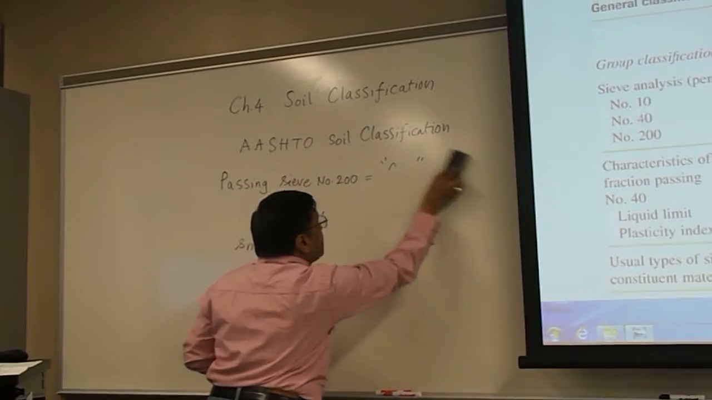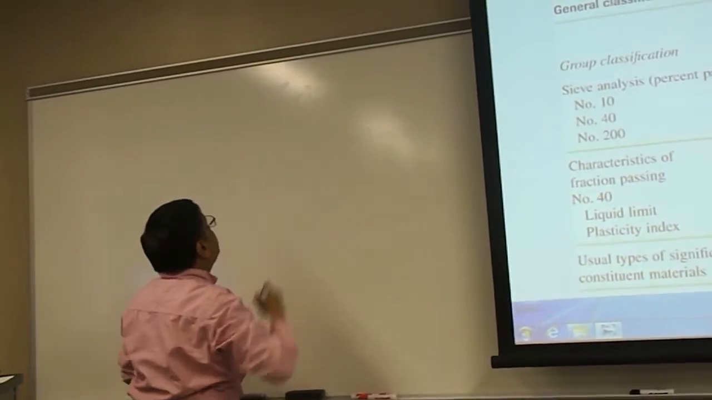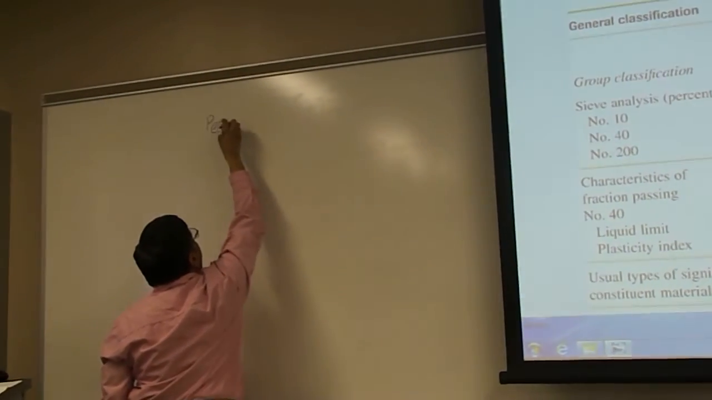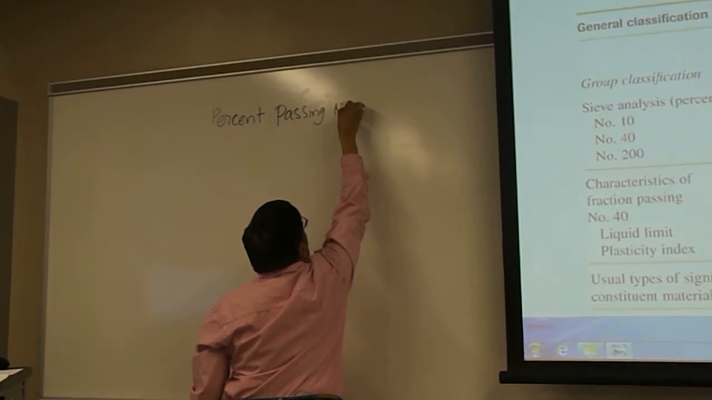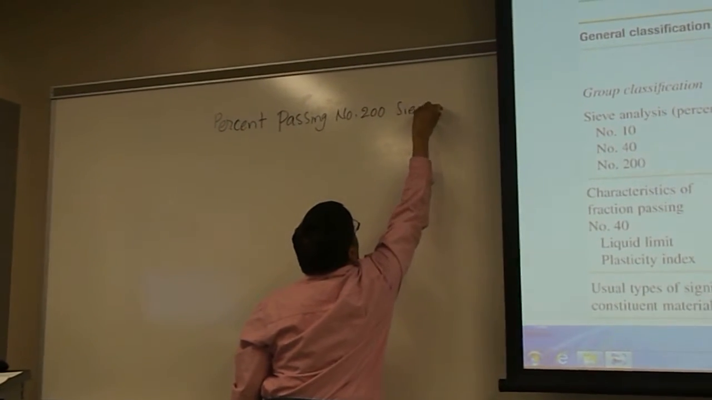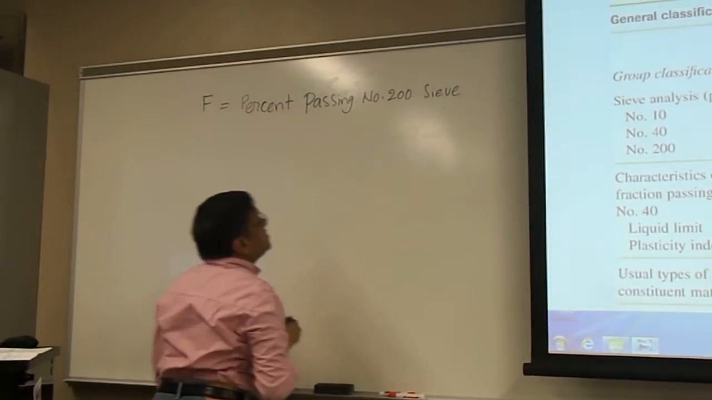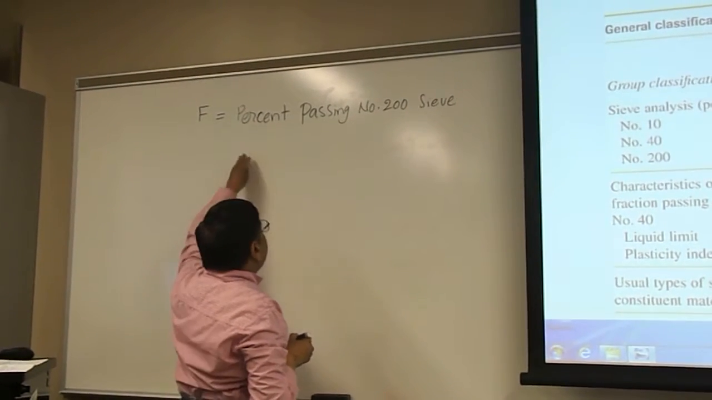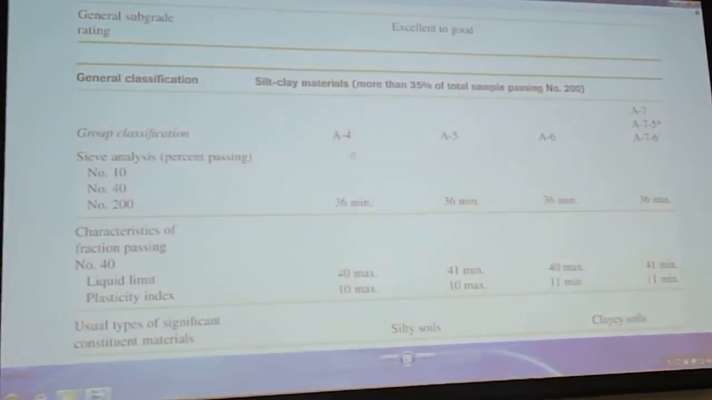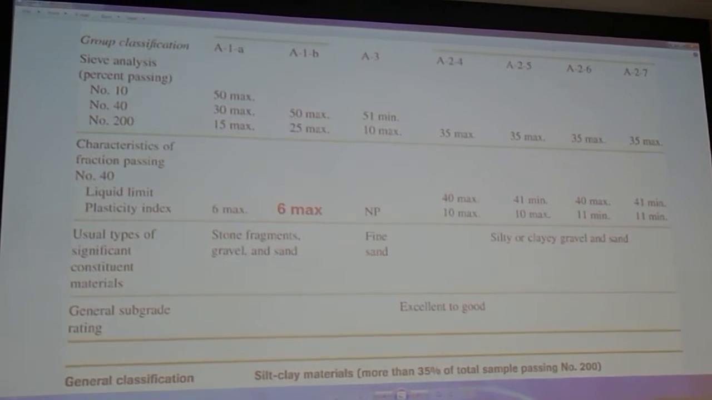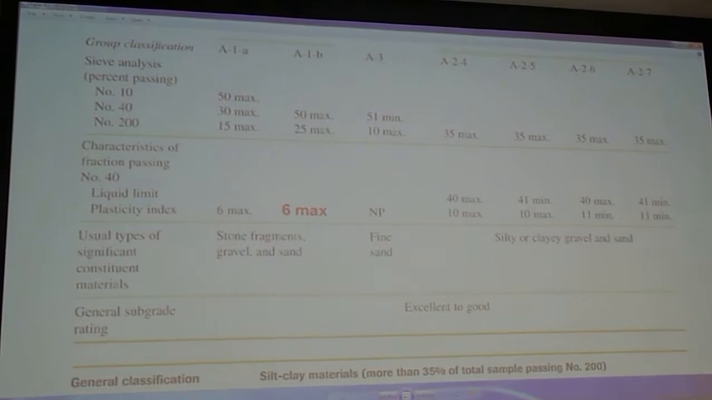So let me erase this and let's begin with what we do. First we look at percent passing number 200 sieve, which is given the letter F. So this percentage we compare with 35 to decide whether the soil should use the top part of table 4.1 or the bottom part of table 4.1.